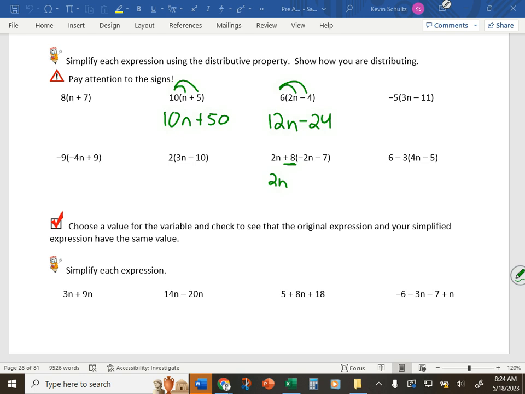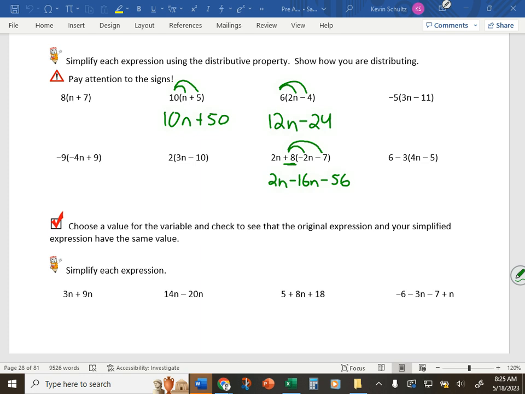And when you distribute the 8 into the parentheses, what do we get? 8 times negative 2n is a negative 16n. Don't forget about that sign. And then 8 times negative 7 gives us negative 56. Gregory? Negative 56.